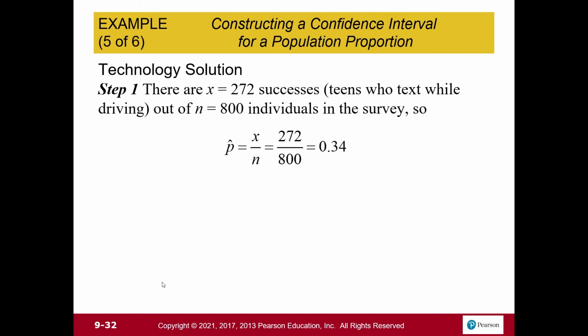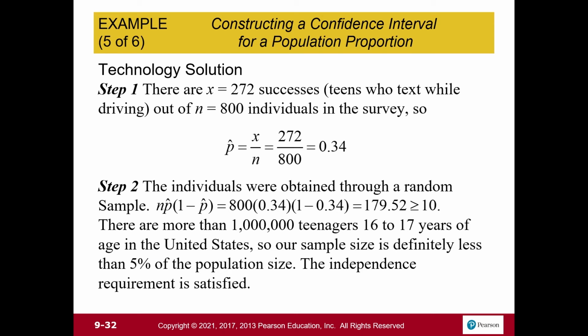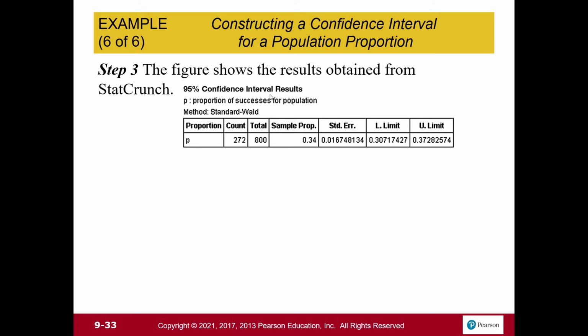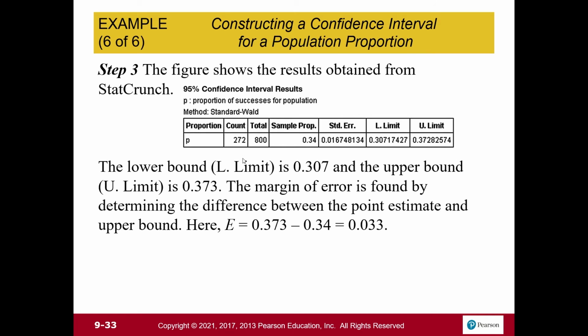Now the question is, well, how could you do this using technology? StatCrunch allows you to calculate confidence intervals as well, so we can look at that. It basically gives us the sample proportion, p hat, the standard error, and then the p hat plus the standard error and the p hat minus the standard error. So that's good.